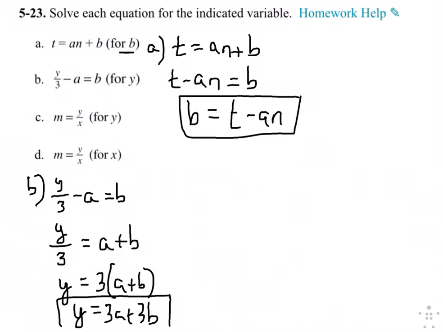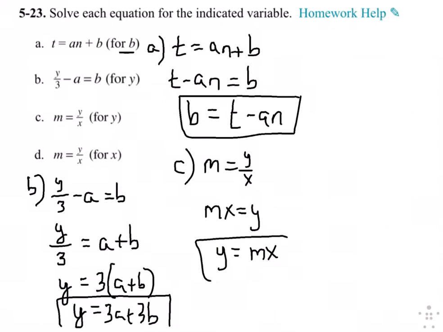For c, let's do c here. m equals y over x, and we want to solve for y. Multiply both sides by x, so mx equals y, and then write it with y on the left-hand side of the equation. And the last one, d, let me make some space.